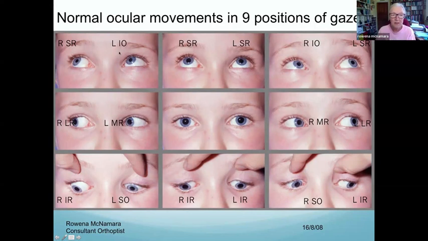So when we're looking in the diagonal positions, when we're looking up to the right, we call these two muscles that work as a pair synergists, or we call them yoke muscles. So whichever name you find most easy to use, you can use. It's either yoked together or it is a synergist. They work together.